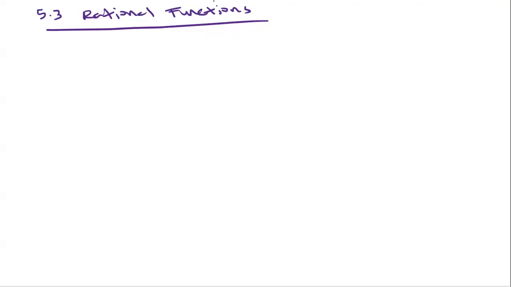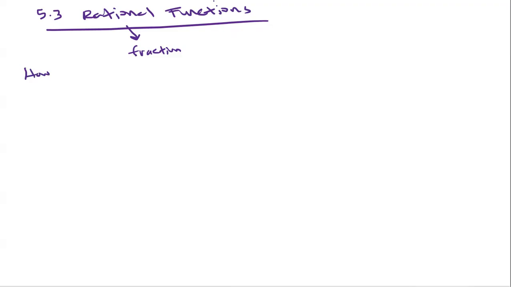So 5.3 is rational functions. And so rational means just we can write it or represent it as a fraction. Remember that? Okay. That's just a fancy way of saying fraction. And in this section, what we want to do is we want to do two things.